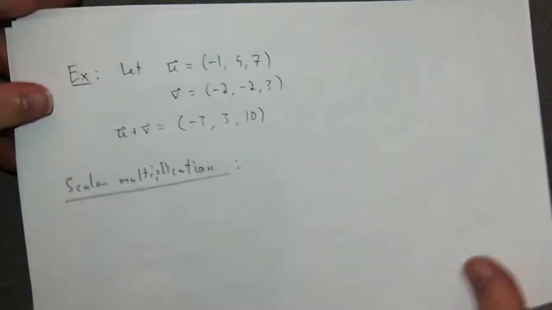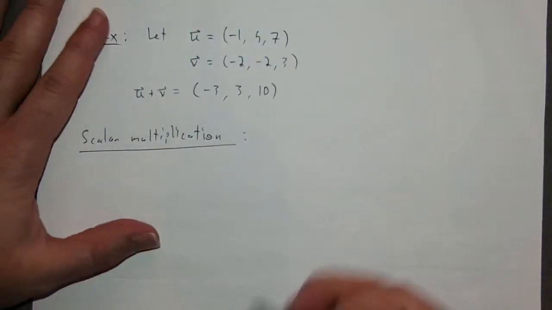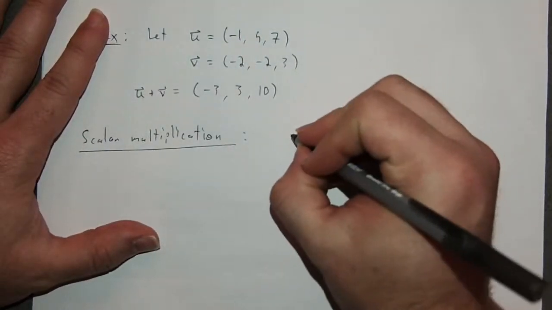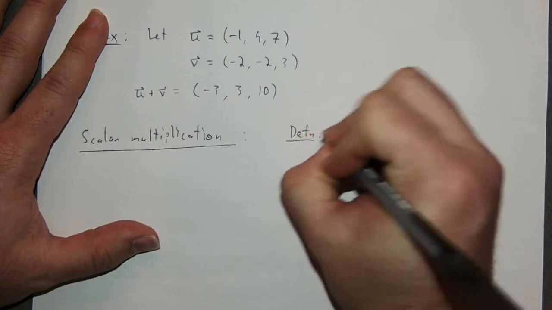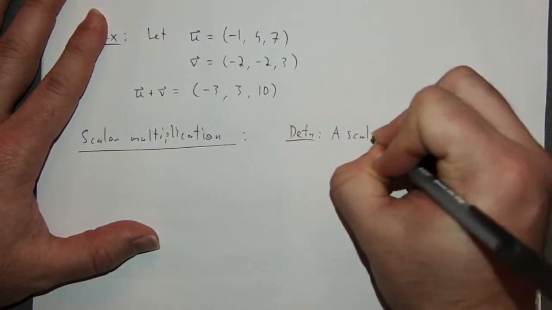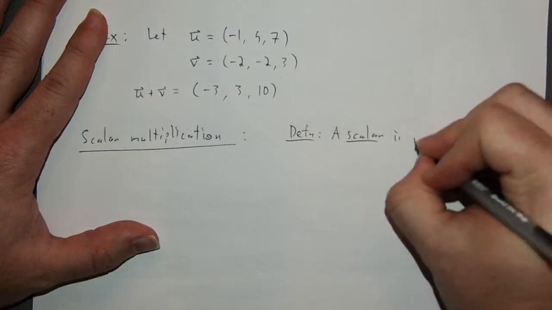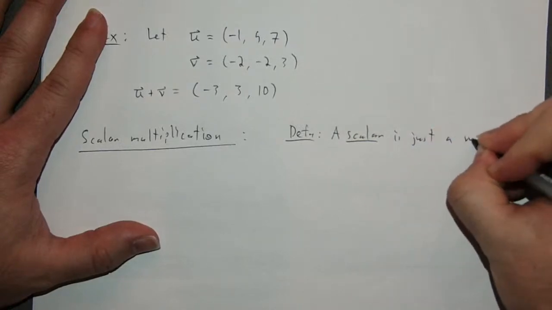All right. So first, we talk about scalar multiplication. First of all, what's a scalar? Quick definition: a scalar is just a real number.